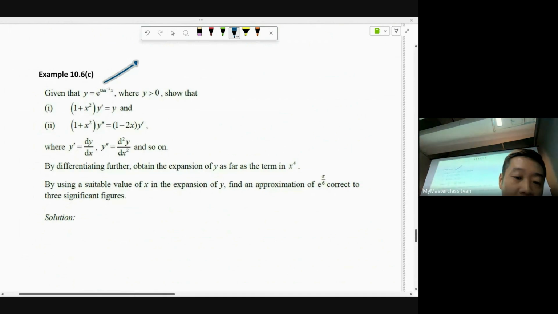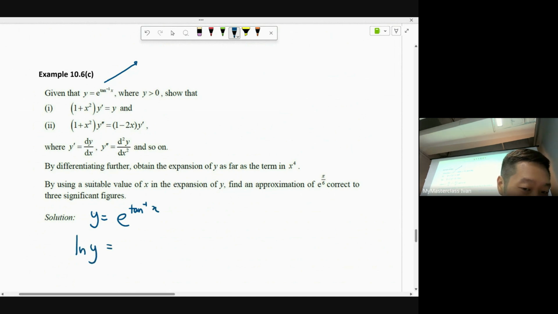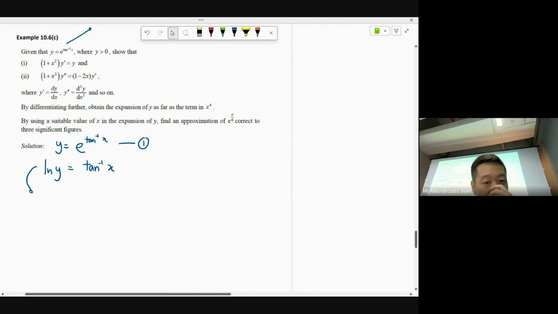Very good. So y equals to e to the power of tangent inverse x. Ln y equals to inverse tangent x. Yes, this should be equation 1. Then now you start to differentiate. Okay, carry on. Try it yourself.